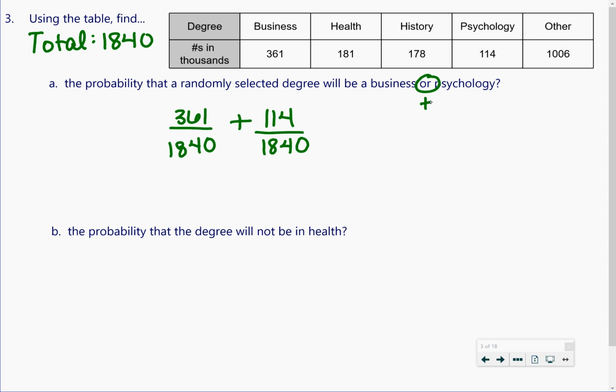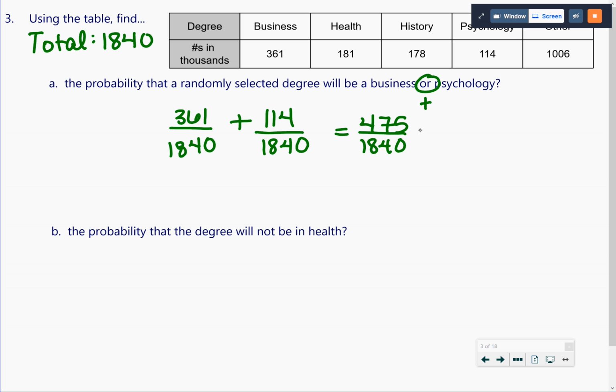Is it possible to have these events overlap? Could a business major also be a psychology major based on the information we have? No, so we don't have to worry about here subtracting the intersection. We're assuming that they are mutually exclusive. So my numerator, 361 plus 114, I get 475 on top, 1840 on the bottom. And then like you've been doing in your Math Excel, let's turn this into a decimal. And let's just say 3 decimal places is going to be our standard rounding place here. So 0.258.